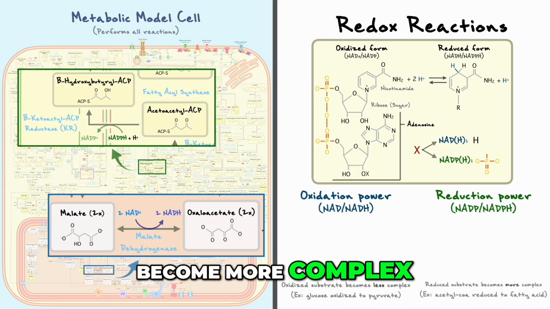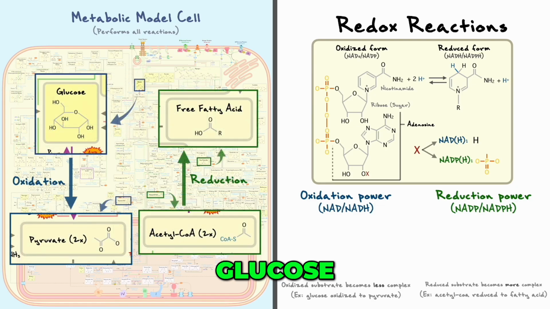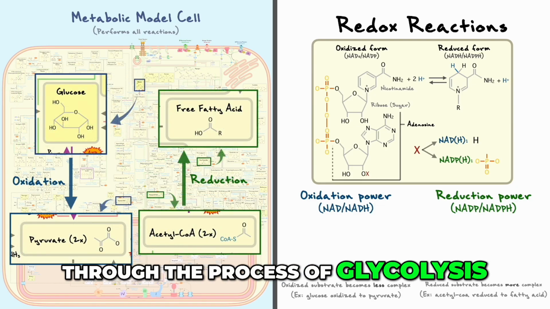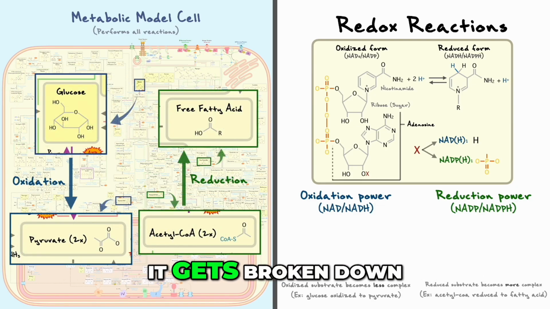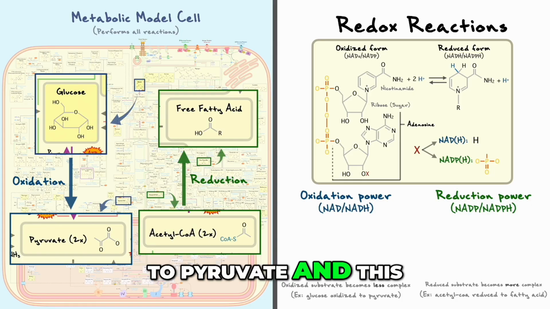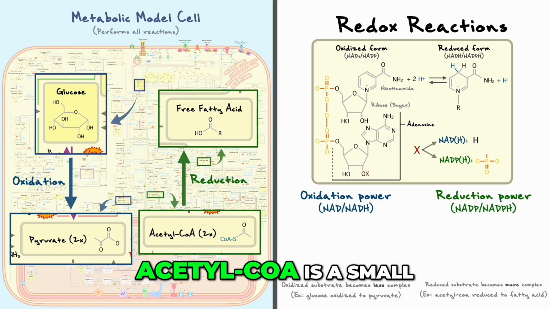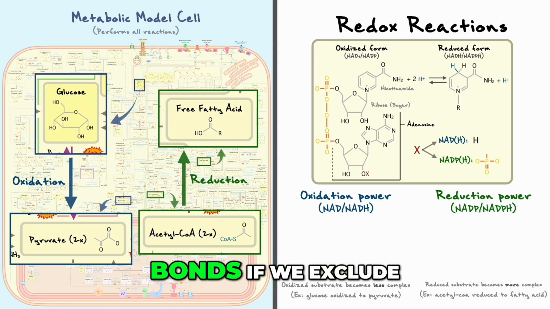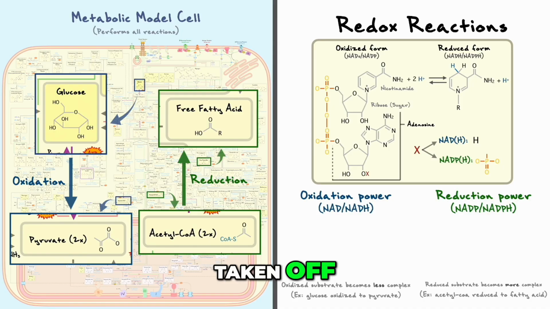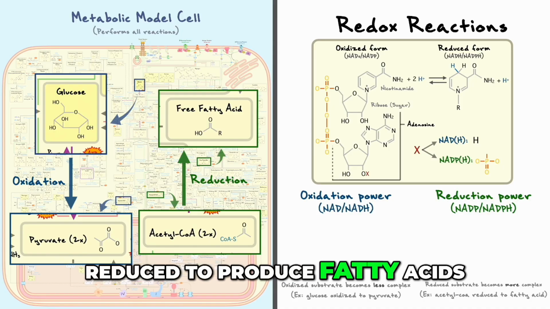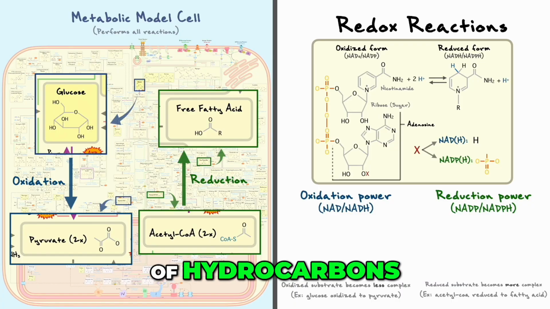more complex. For example, glucose, through the process of glycolysis, becomes less complex as it gets broken down to pyruvate, and this pathway represents an oxidation. Inversely, acetyl-CoA is a small molecule of a few bonds if we exclude the CoA that gets taken off, and it can get reduced to produce fatty acids, which are long chains of hydrocarbons.